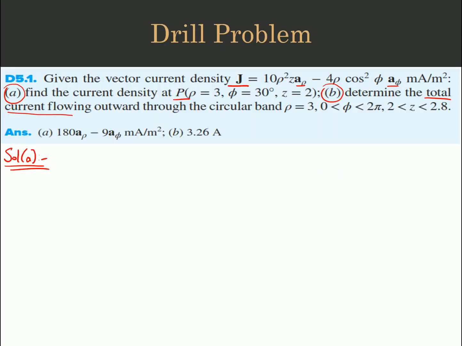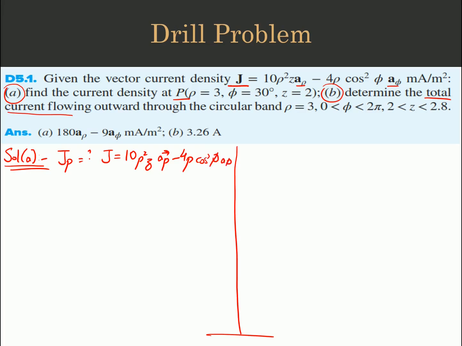Okay, so in the first part, we need to find the current density at point P. This is straightforward. We have the value of current density, so let me use this space. It is 10 rho square z along a of rho minus 4 rho cos square phi along a of phi. Just input the values of rho and phi over here. Rho is 3, phi is 30, and we don't have the z component.